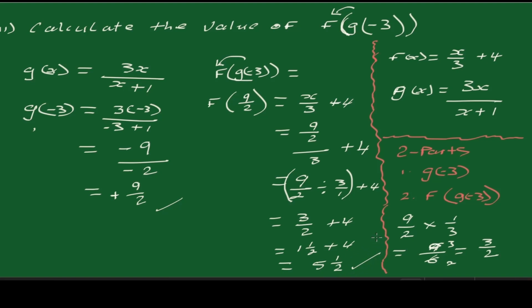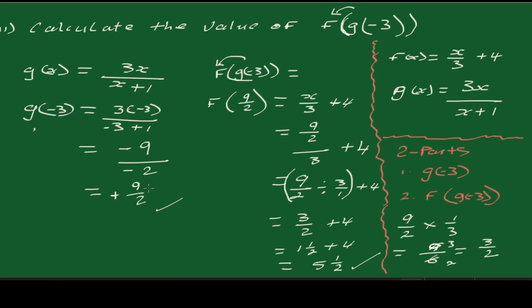I'm just going to briefly recap this question here. The question asks us to calculate the value of fg(-3). When we have a question like this, which is a composite function, it means you take one function and input it into the next one. In this case, you take function g and input it into function f. But first of all, we need to work out what is g(-3).